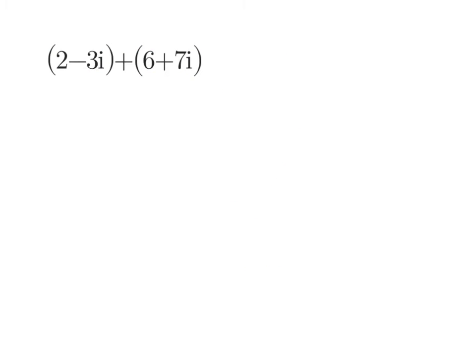Now, complex numbers, they are numbers, they're just not real, but they're numbers, so we can do number things to them, like add, subtract, multiply, and divide. When we want to add or subtract, all we have to do is combine like terms. If we are adding the complex number 2 minus 3i to 6 plus 7i, we can look at it as 2 minus 3i plus 6 plus 7i, and collect like terms.